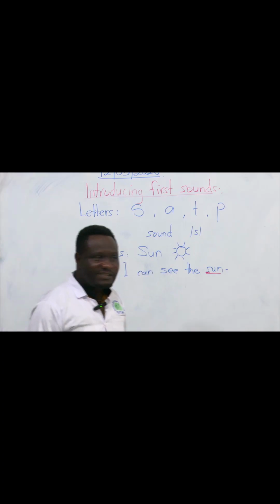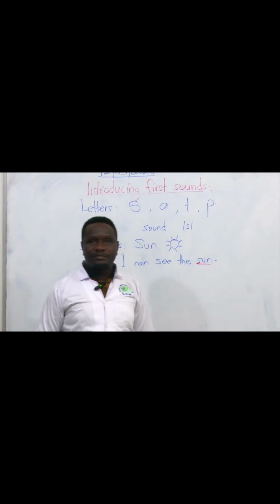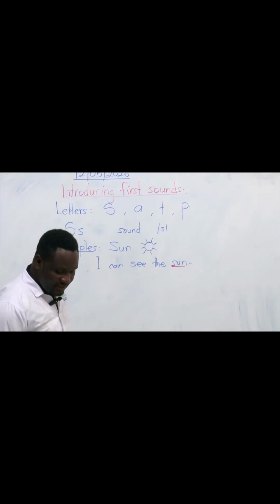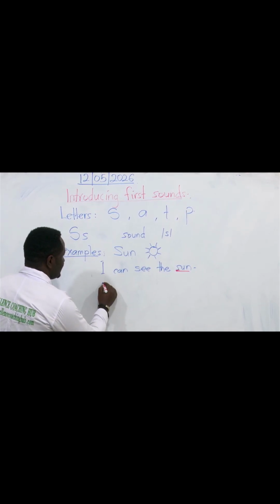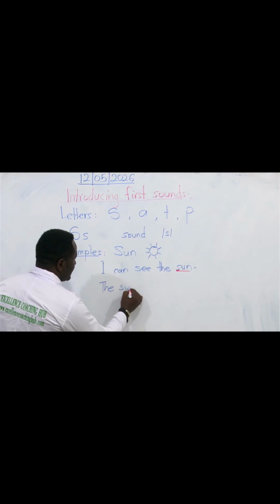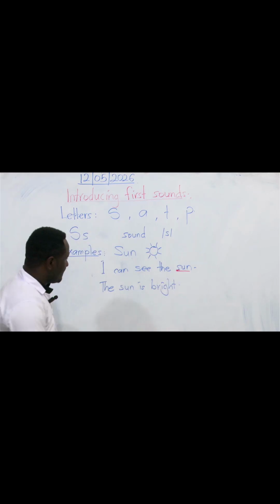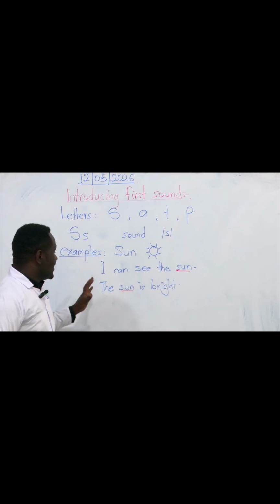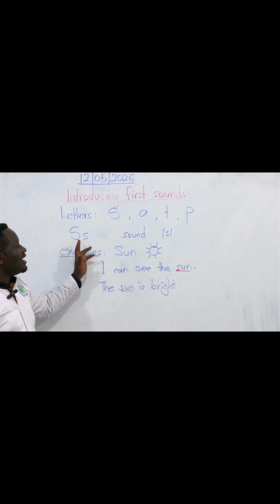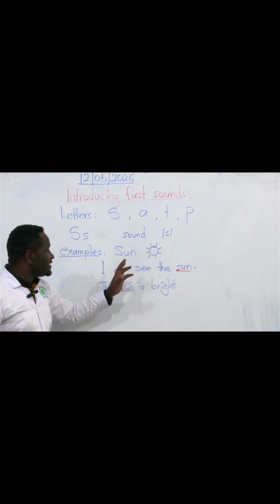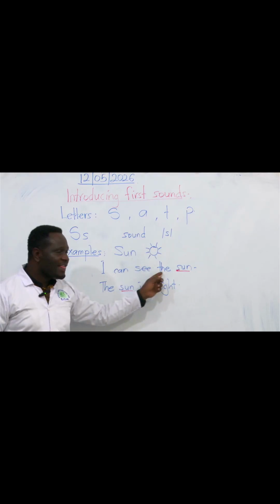Can you give me another sentence that has the word sun? All right. The sun is bright. Remember, we are talking about sound. The sun is bright. I can see the sun.